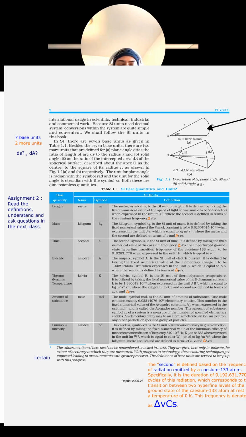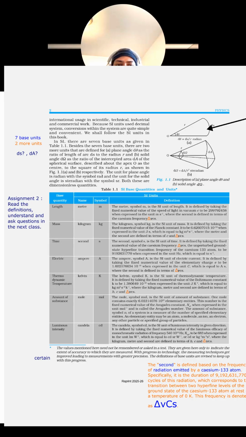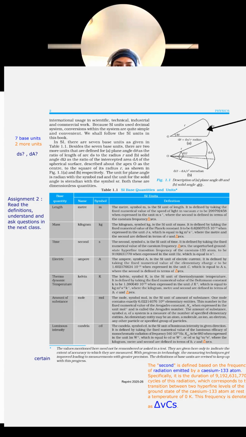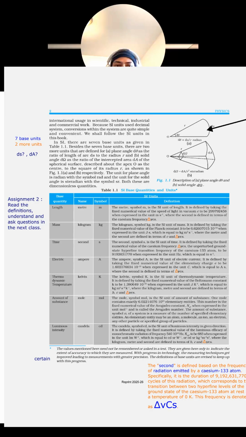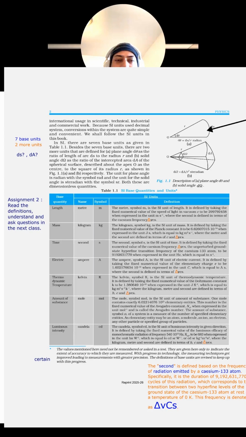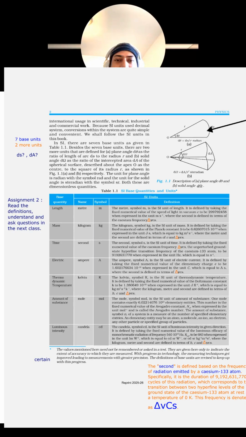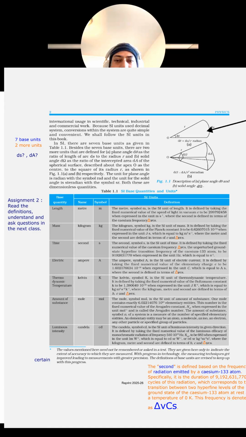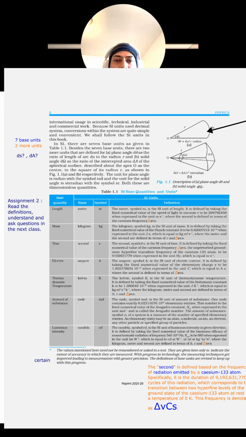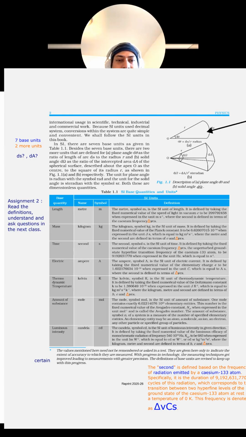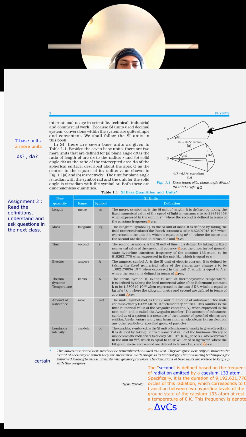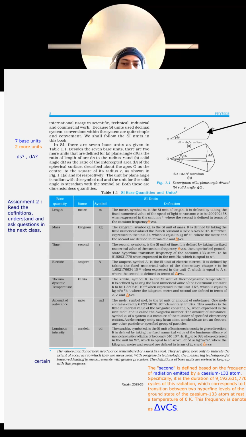d omega as the ratio of the intercepted area dA of the spherical surface, described about the apex O as the center, to the square of its radius R, as shown in figure 1.1, a and b respectively. The unit for plane angle is radian with the symbol rad, and the unit of the solid angle is steradian with the symbol sr. Both these are dimensionless quantities.